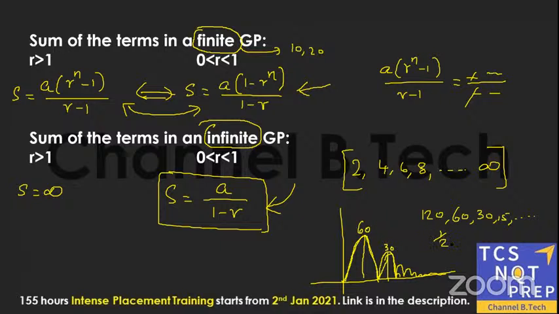Common ratio is 1 by 2, right? So here, first term is 120. Common ratio is 1 by 2. 120 divided by 1 minus 1 by 2 will give you 240 meters. So that will be the total distance covered by the ball until it goes to rest. It will not be exactly 240. It will be very close to 240, if it is jumping infinite number of times, right? It will be 239.9999, infinite number of times. So which is very close to 240.